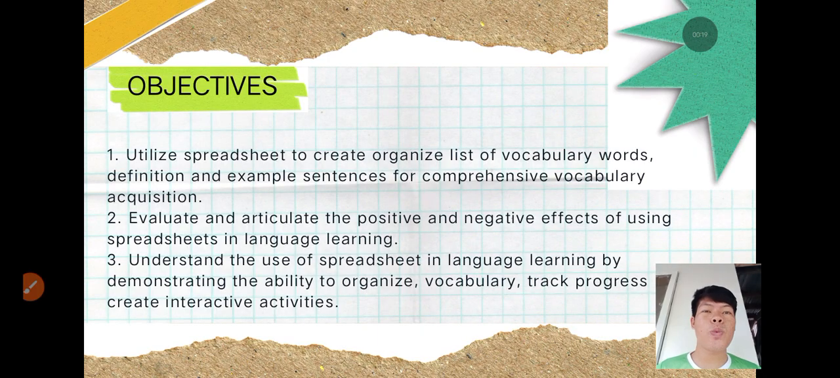Okay, first we have here the objectives. First is to utilize spreadsheets to create an organized list of vocabulary words, definitions, and example sentences for comprehensive vocabulary acquisition. Number two is to evaluate and articulate the positive and negative effects of using spreadsheets in language learning. The third one is to understand the use of spreadsheets in language learning by demonstrating the ability to organize vocabulary, track progress, create, and take interactive activities.